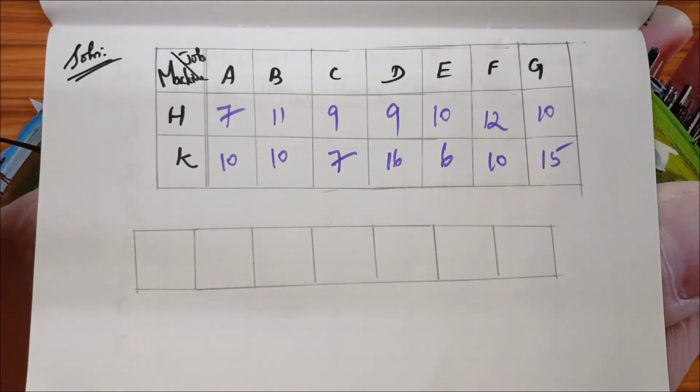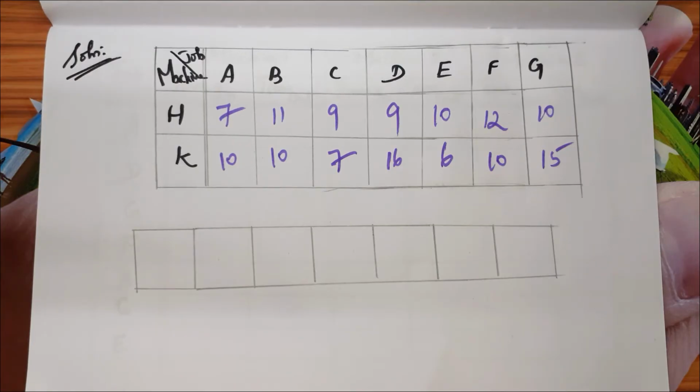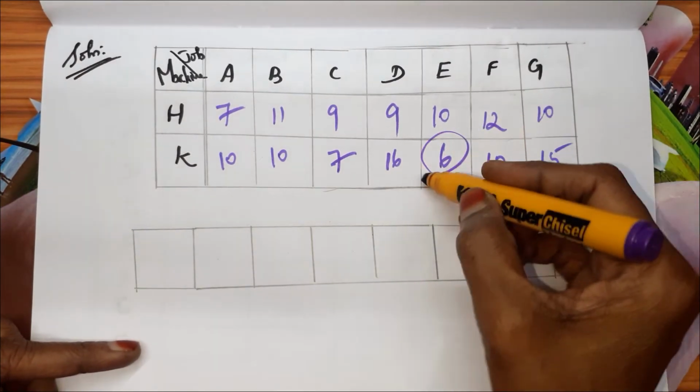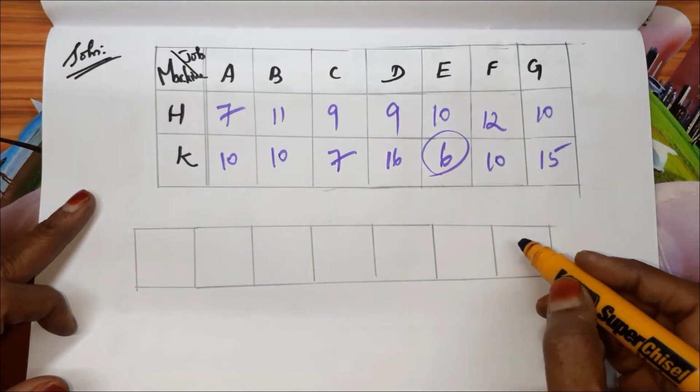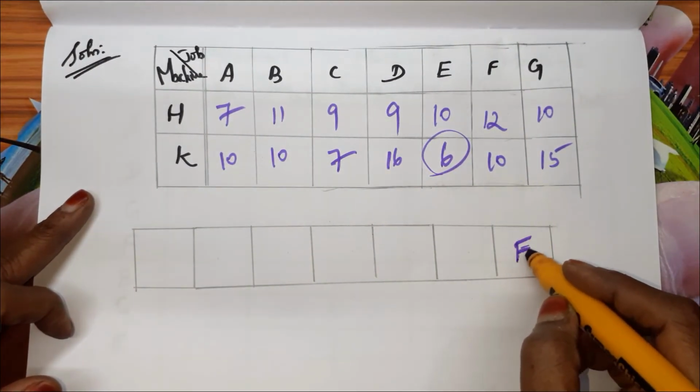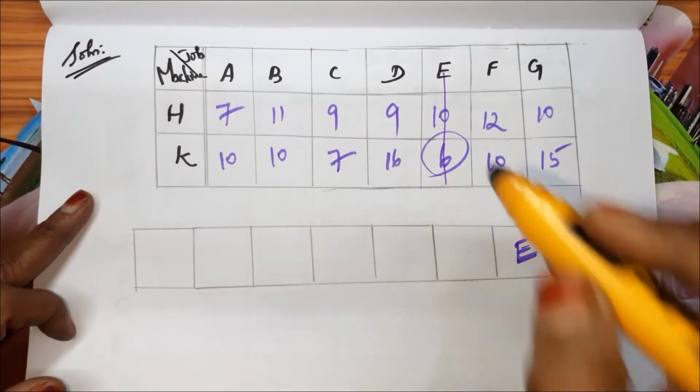Now we have to use Johnson's algorithm, which we know already. How to find it? We have to locate the minimum value out of the given values. Which is the minimum value we have? 6 is the minimum, right? So 6 is the minimum, means it belongs to the second machine. So we have to place E from the right side. So E. Next we can strike this E.